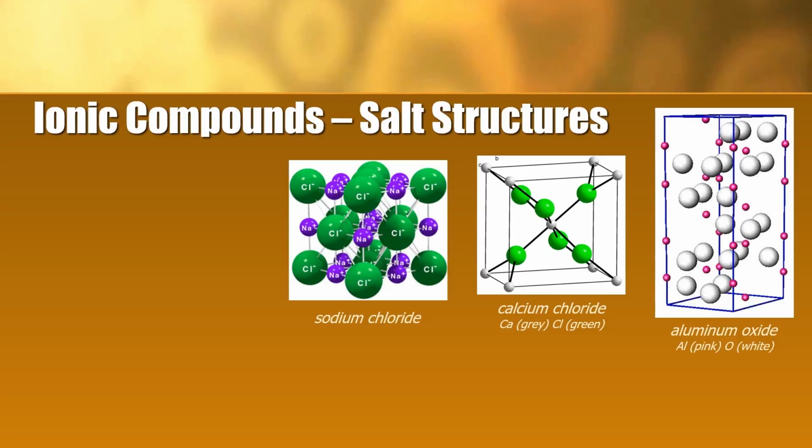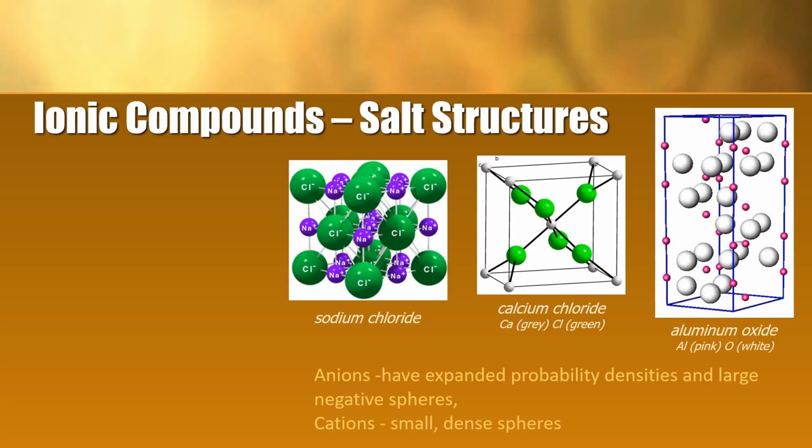Now, one thing that we can observe in these renderings is that the anions with the added electrons will have expanded probability densities and can be described as large negative spheres. In an anion, electrons added into the outer orbital shells feel a reduced positive charge from the nucleus and expand the probability densities outward about the atom. The cations are small, dense spheres due to the increased pull of the nucleus on the electrons left in the atom. These closed, packed structures for the ionic solids are beautiful periodic systems with a surprising amount of variety.